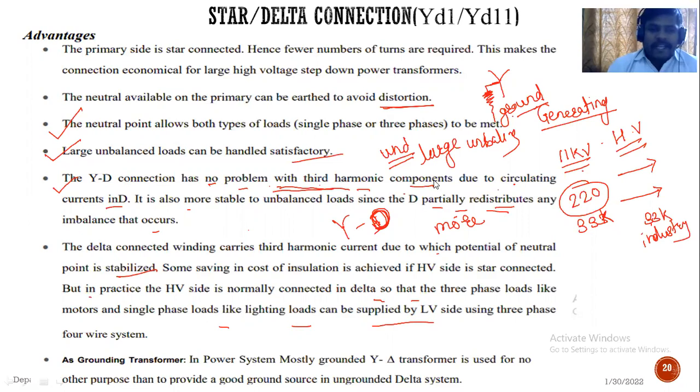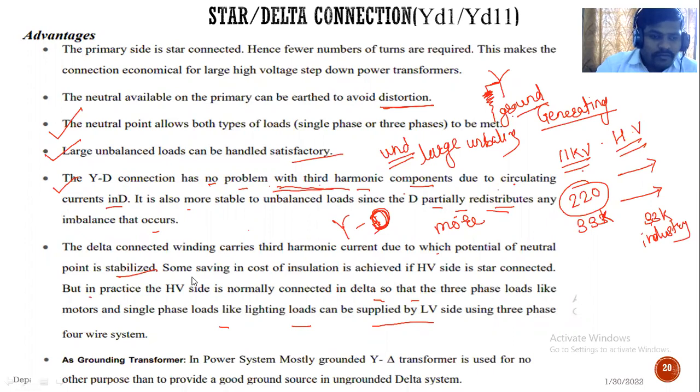So it is a three phase four wire system. Generally, the HV side is normally connected in delta, so that the three phase load like motor load as well as single phase load, that is domestic appliances load like lighting load, can be supplied on the LV side using a three phase four wire system. Using the three phase four wire system, we supply the load.